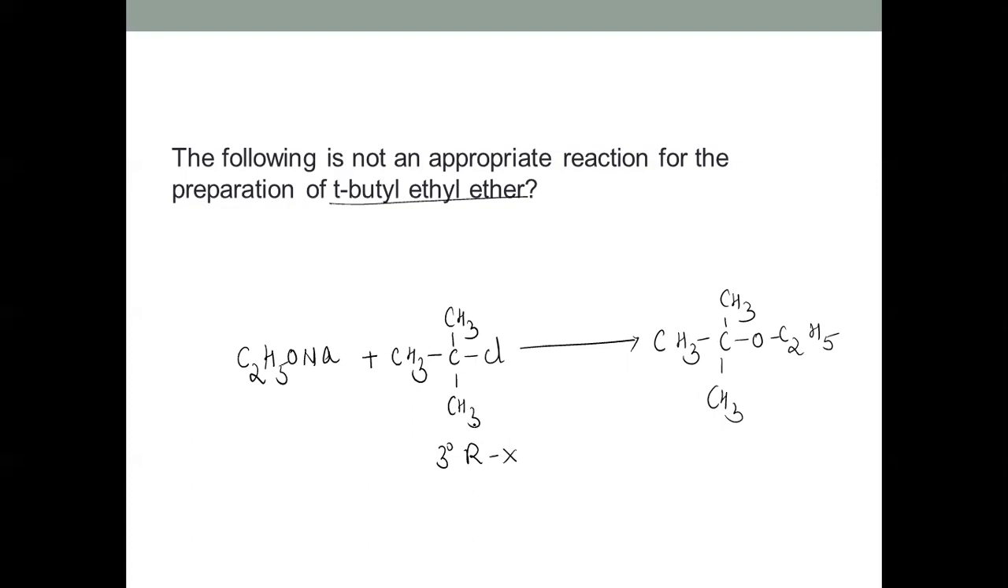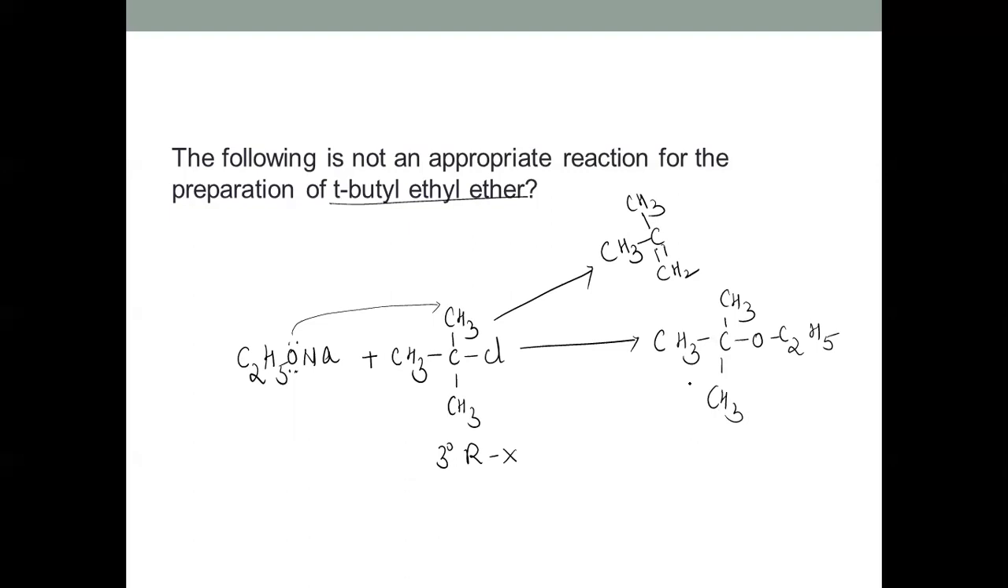If I'm using this tertiary, what has happened? There is a steric hindrance. So what will this alkoxide ion do? Sodium alkoxide. This will abstract a proton from here rather than attacking on this carbon atom. So what do you get? The elimination product. This is what we get here. Not the ether, tertiary butyl ethyl ether.